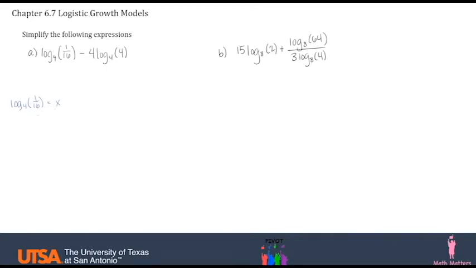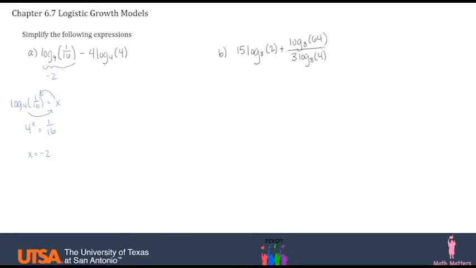And if we set this equal to x, and we write this as 4 to the x equals 1 over 16. And we know that 4 squared is 16. So 4 to the negative 2 is going to give us 1 over 16. So in this case, x equals negative 2. So this entire term simplifies to negative 2.